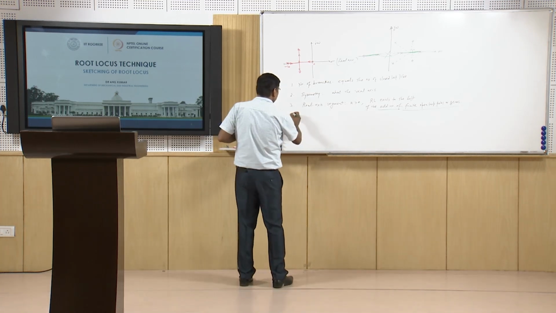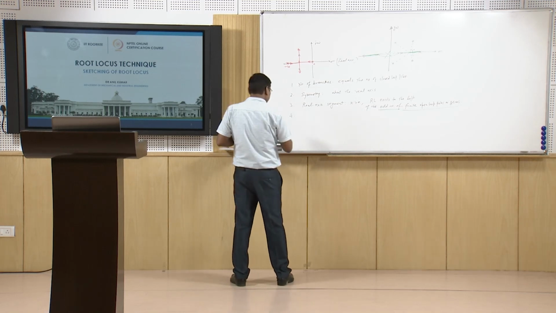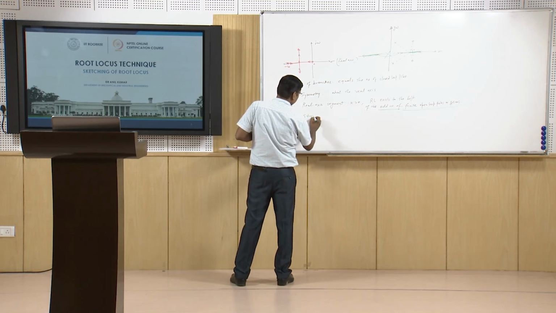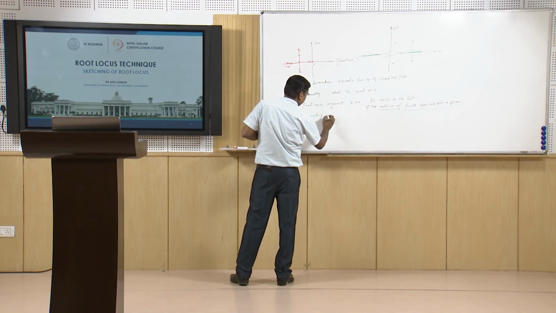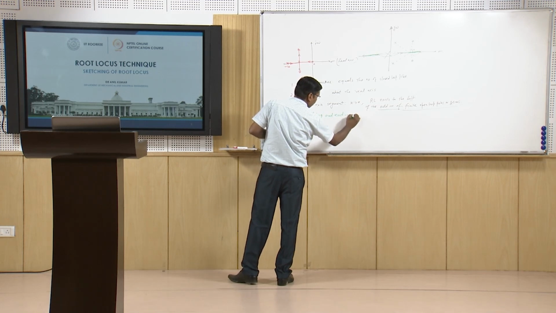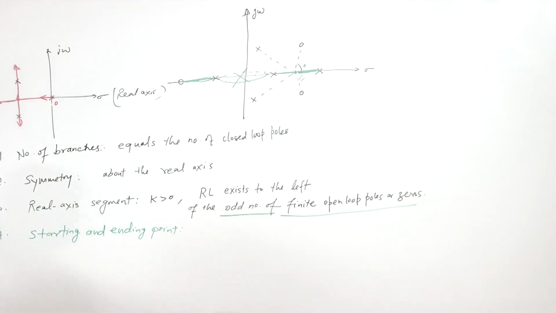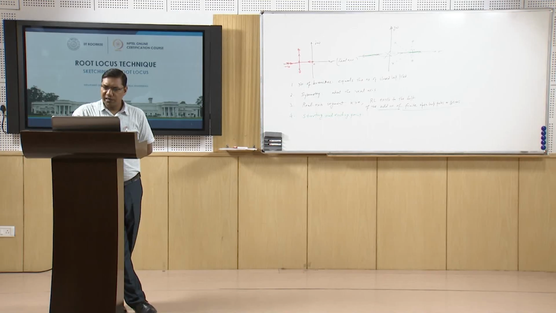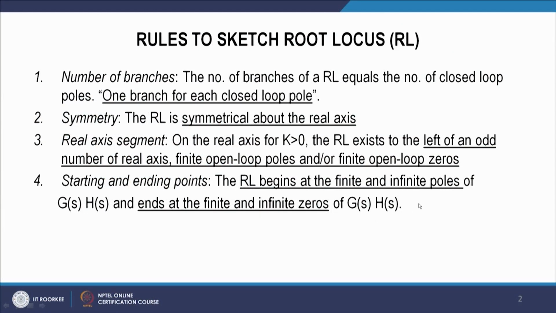Now, the fourth point is the starting and ending point, meaning where the root locus will start and where it will end. So this point we have to discuss. The rule is that the root locus begins at the finite and infinite poles of G(s)H(s) and ends at the finite and infinite zeros of G(s)H(s).